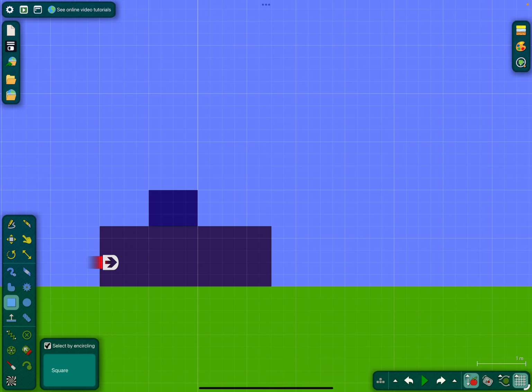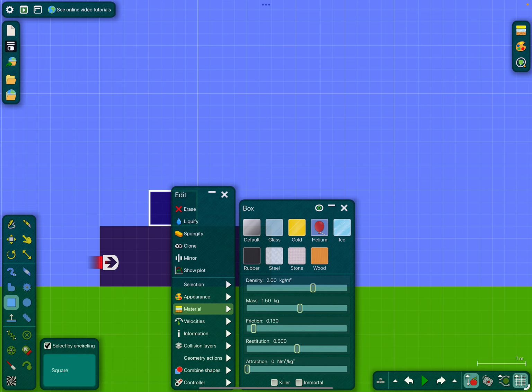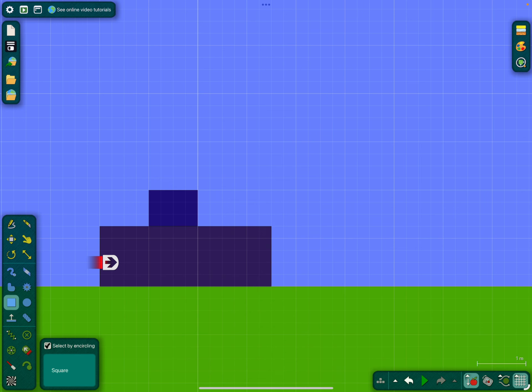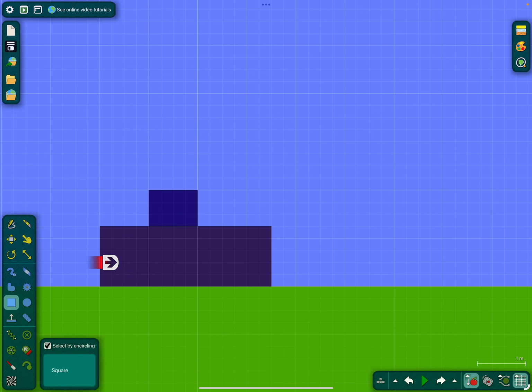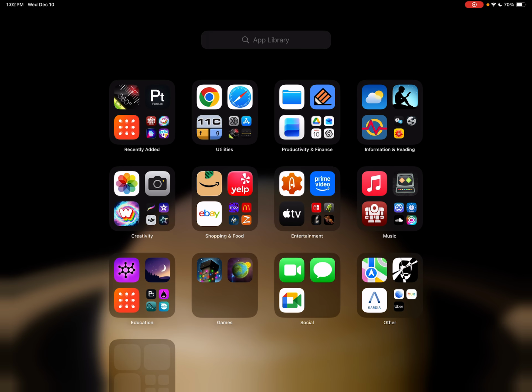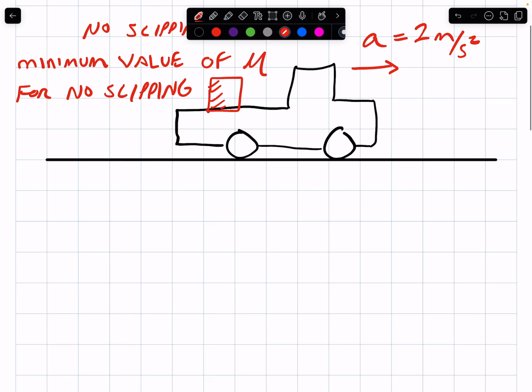So now let's increase the coefficient of friction here, way up here. Let's see what happens now. Now it sticks, okay? So that's what the question here is asking about. What is the minimum value for that coefficient of friction so the box does not slip? So how do I do this? Well, you draw a free body diagram of the box. So here's the box.